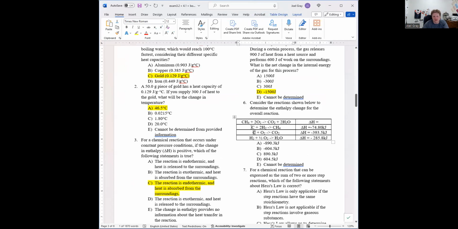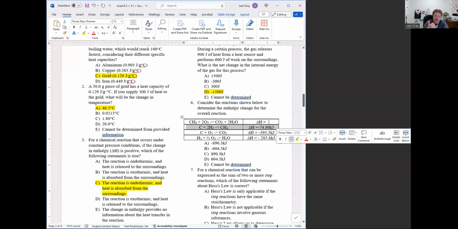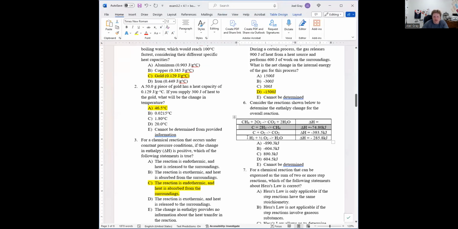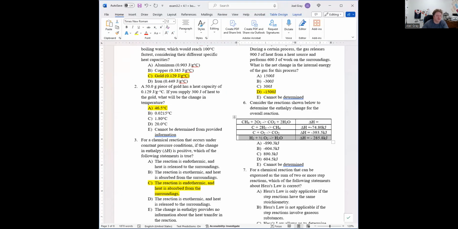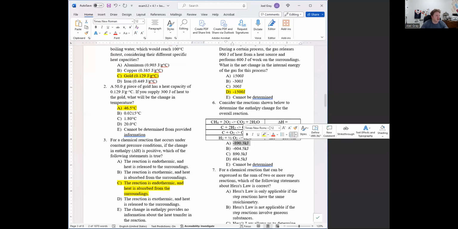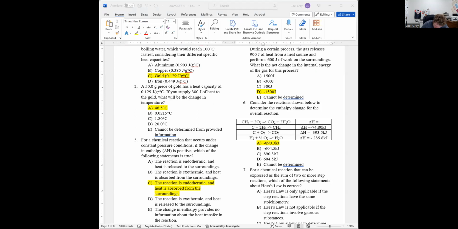So what we're going to do is take this reaction right here and flip it around. And so the delta H for that is going to be 74.8. Then this last reaction, we've got to multiply that by 2. So that's going to be negative 285.8 times 2, it's going to be a negative value, plus negative 393.5 plus 74.8. And that gets us our correct answer, A, negative 890.3. So that's 6A.